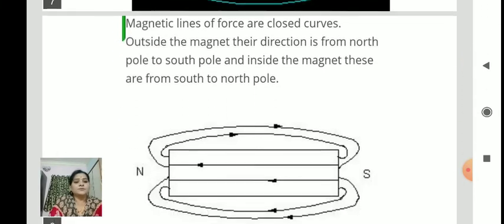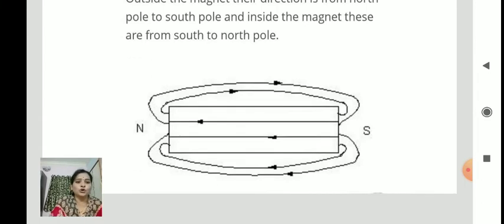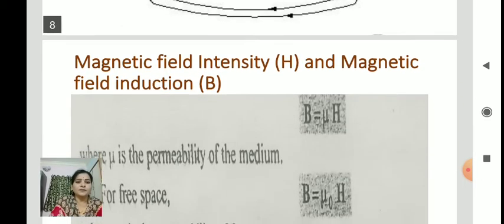And this is another figure, showing the same thing we have just discussed. The magnetic lines of force are closed continuous curves. Outside the magnet their direction is from north to south, as the magnetic field lines originate from north and arrive at south. Inside the magnet it is from south to north pole.